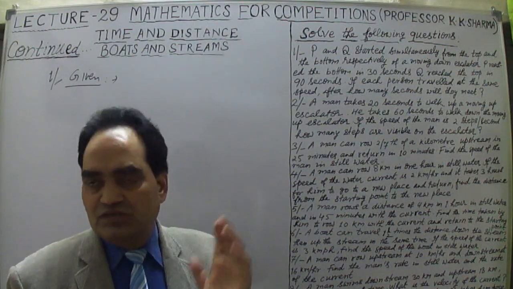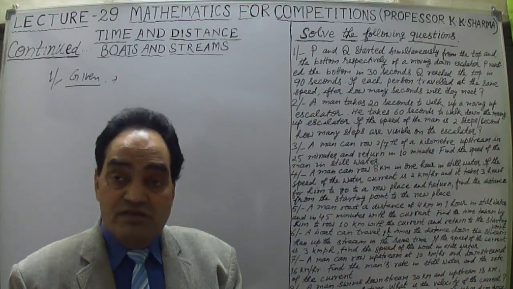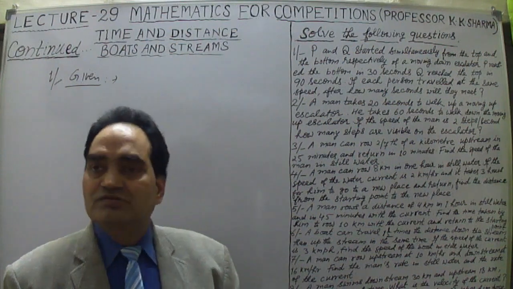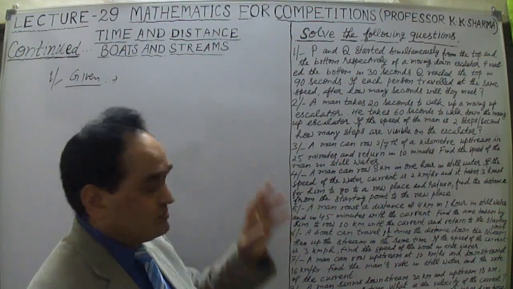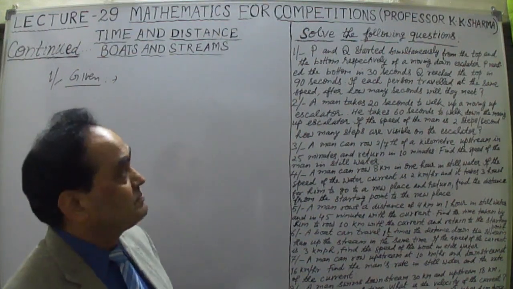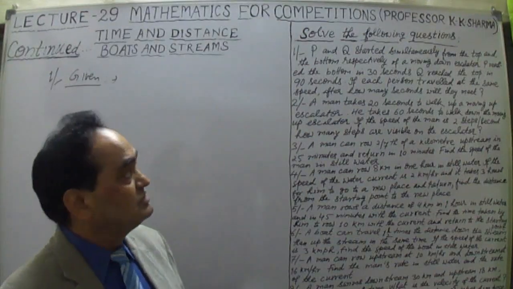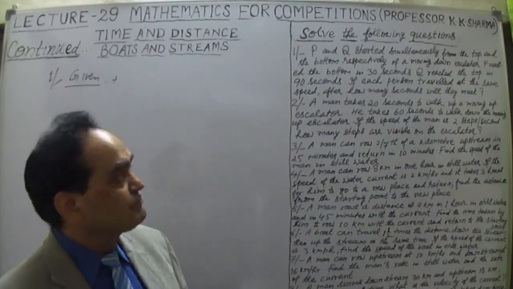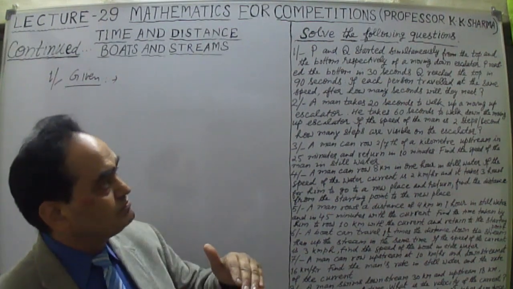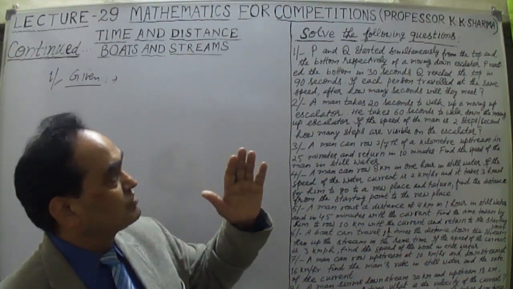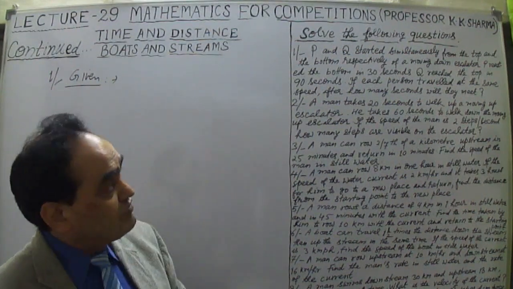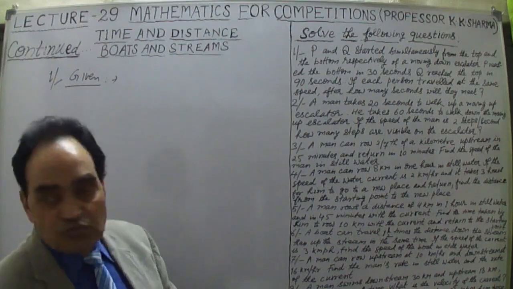But here questions are taken with the speed of the escalator as well as the speed of the person who is coming downwards or going upwards. That's the point. Okay, so that is the only difference. Now let me take question number 1. What does it say? It says that P and Q started simultaneously from the top and the bottom, P coming from the top and Q from the bottom, respectively, of a moving down escalator.